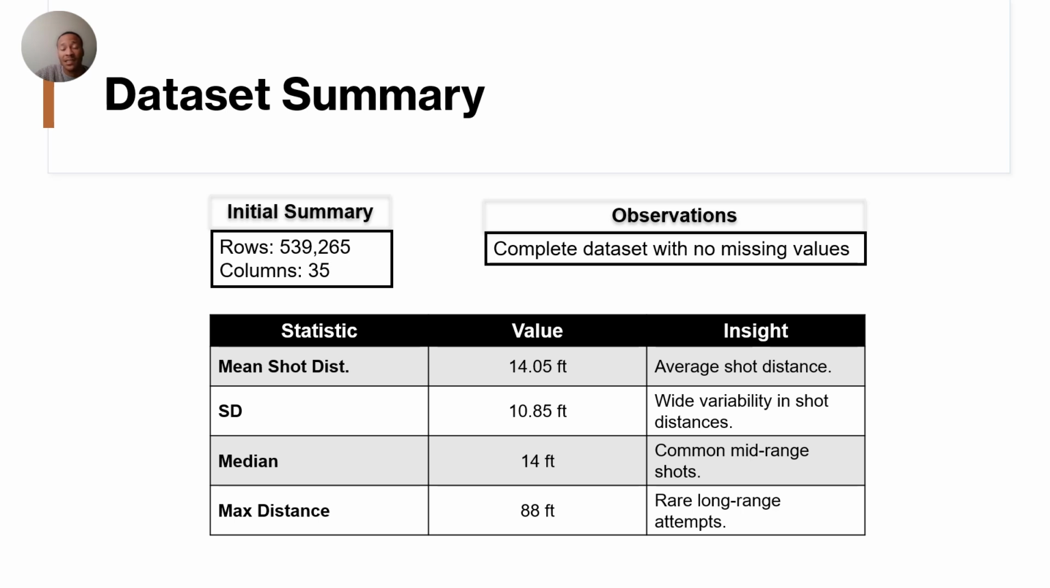The median distance was also 14 feet. So this confirms that the mid-range shots are the most common. And then the maximum distance is 88 feet, which represents those long range attempts, those buzzer beaters, or those desperation shots.